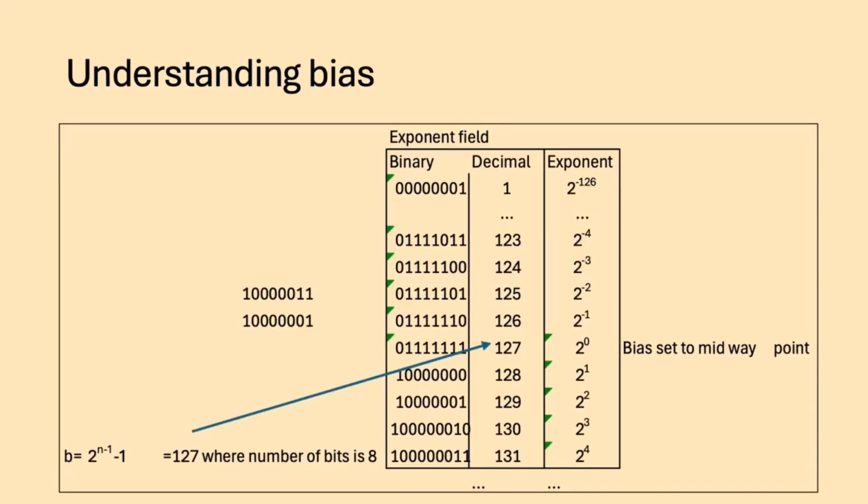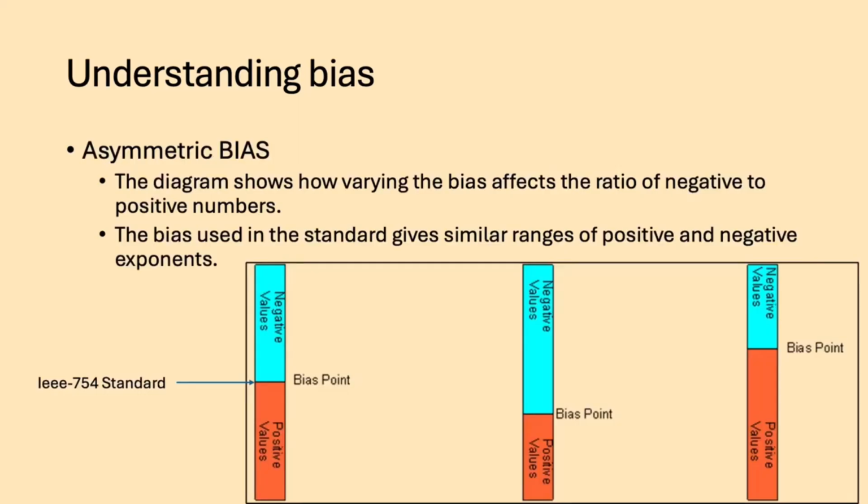Now we can dig into bias a little deeper. It is basically the ratio of positive values to negative values. The standard sets it to equal representations of each and the values are symmetric. The diagram shows the concept of bias.